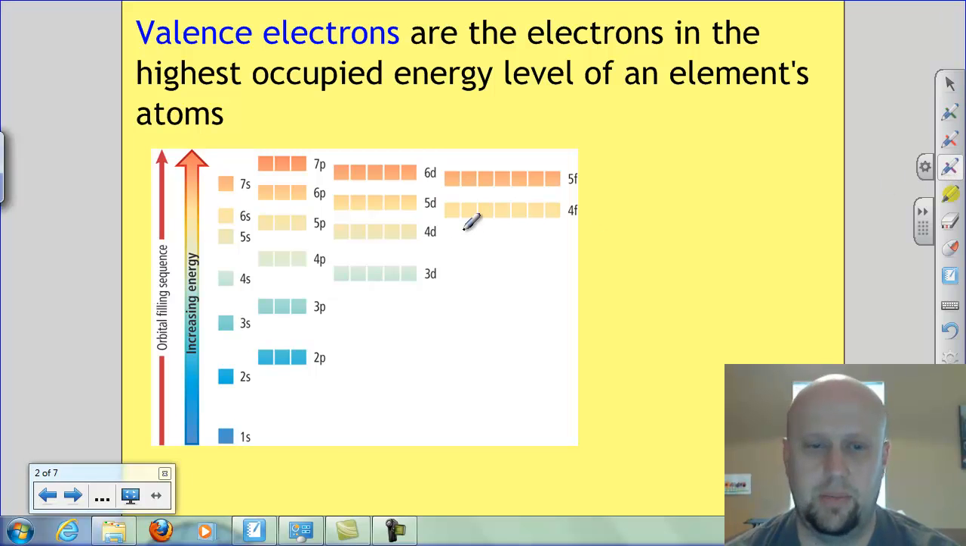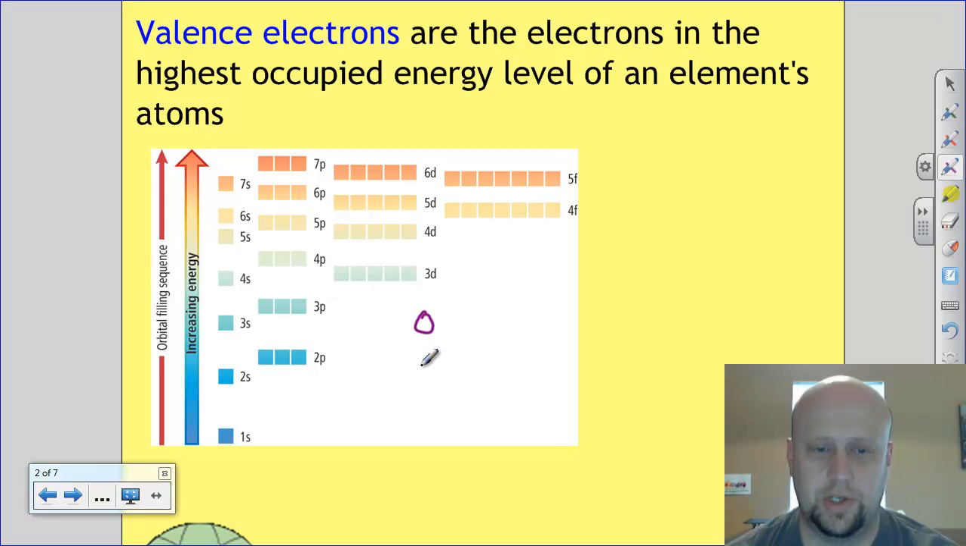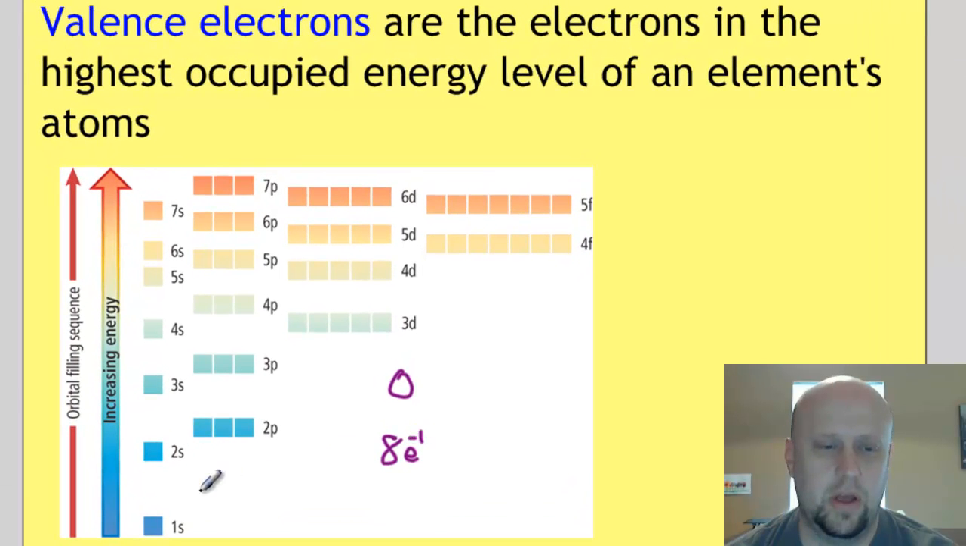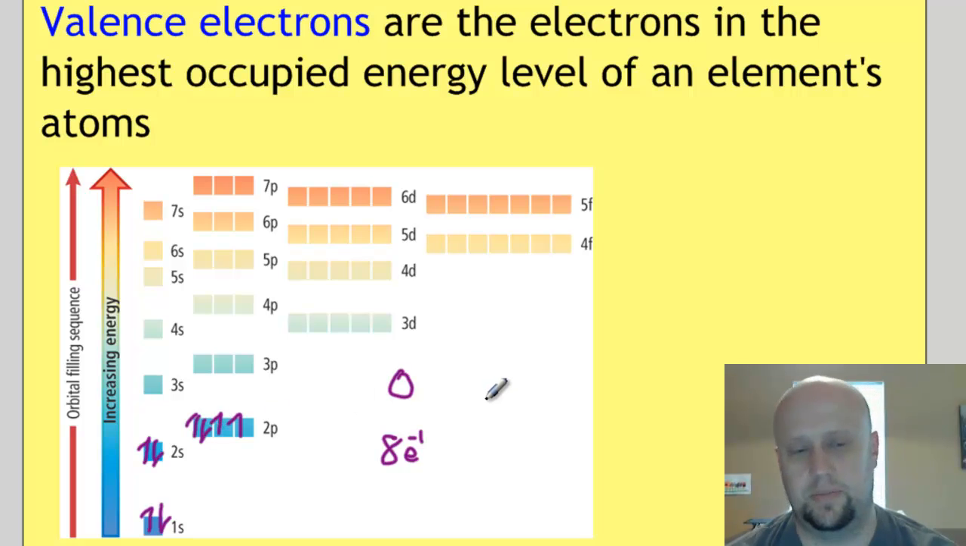Okay, so what does that mean? Let's go back to our example from the last time, oxygen. Oxygen has 8 electrons. We talked about that. And so we're going to put our 8 electrons in here as we've been doing with our electron configuration. So 1, 2, 3, 4, 5, 6, 7, and then 8.